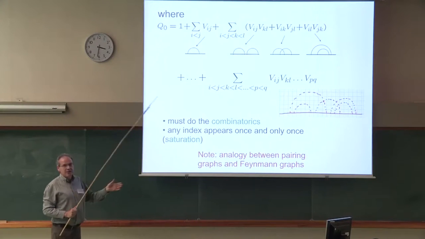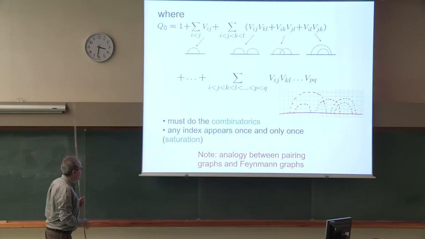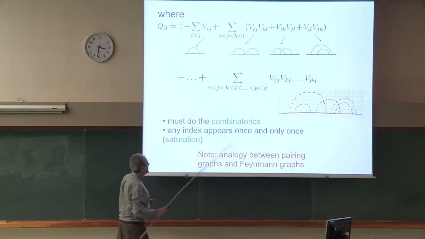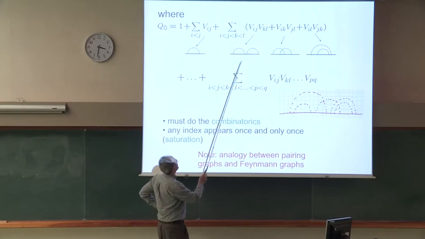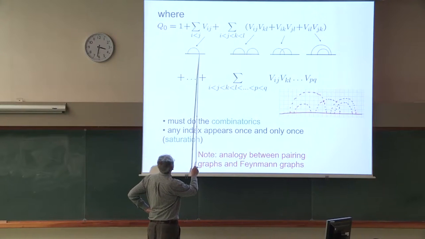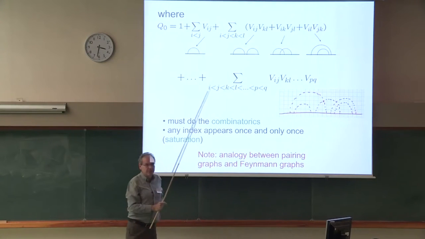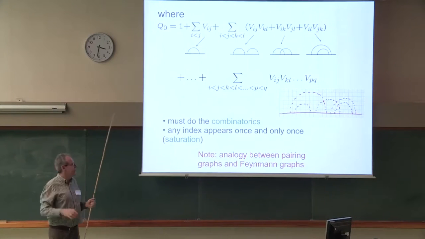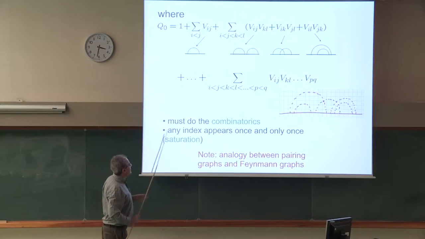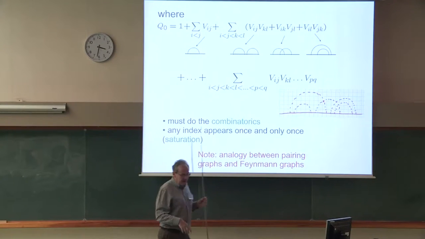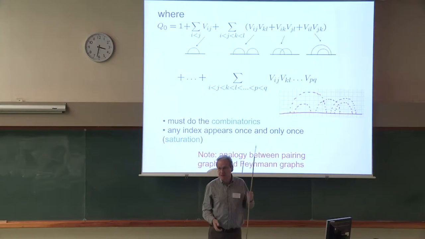You do everything. You must do the combinatorics correctly. And again, because of saturation, each index appears once and only once, which means that from one point here, let's say, you couldn't have another arch going back. Each arch takes up one point, and that's it. So you can see that there is a very strong analogy between pairing graphs and finite graphs. And I will come back to that because this is, of course, the basis of all this.